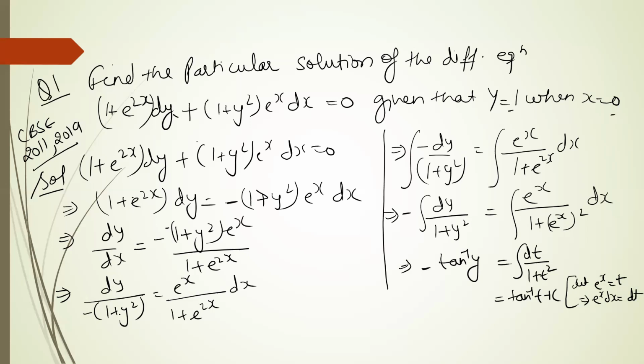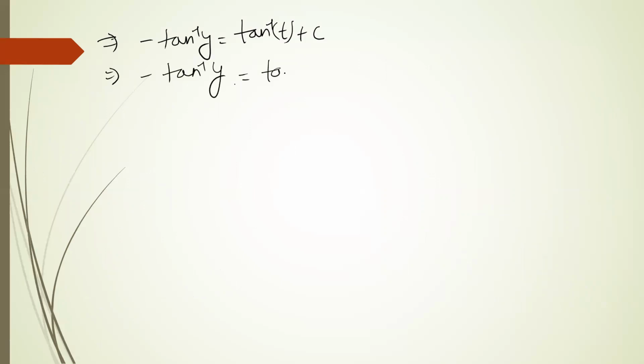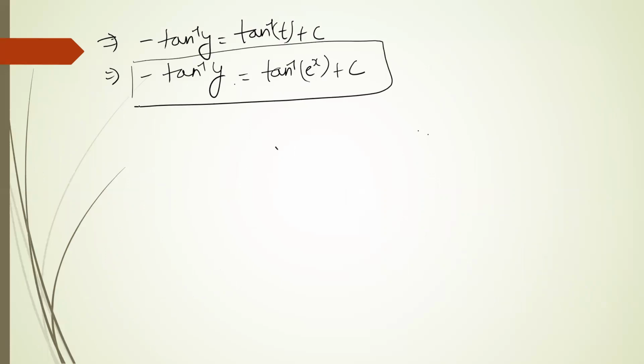So overall solution, what is it going to be? It will be minus of tan inverse y equals to tan inverse t plus c, which can further be written as minus of tan inverse y equals to tan inverse e to the power x, where you put back e to the power x in place of t, plus c, right? Now this is your general solution where you have an arbitrary constant. Now put x is equal to 0 and y is equal to 1 in the star equation.